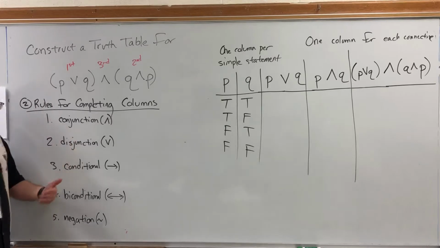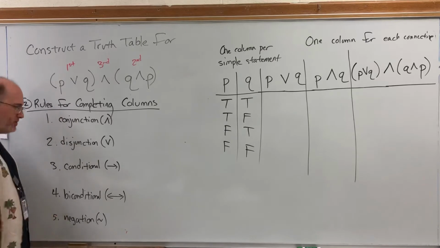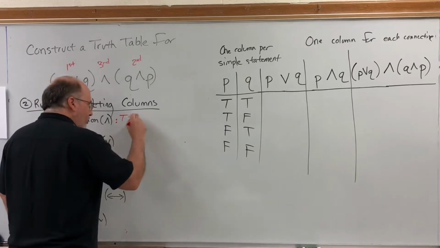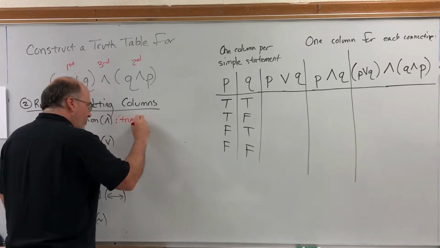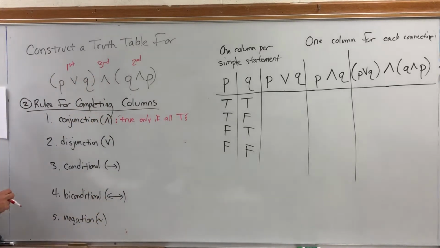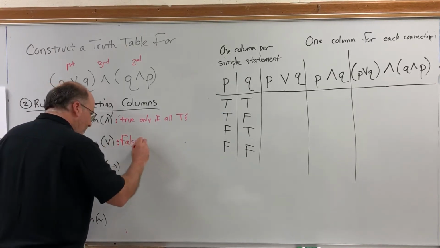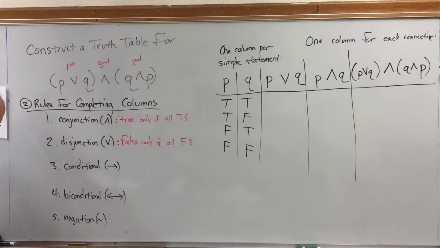Each of these individually have their own rules, their own truth tables, I should say, but you could also describe them in words, making the truth tables unnecessary to memorize for these. For example, the rule for conjunction is it is true only if all T's. The rule for disjunction is false only if all F's. So they're similar. One is focusing on true, one is focusing on false.